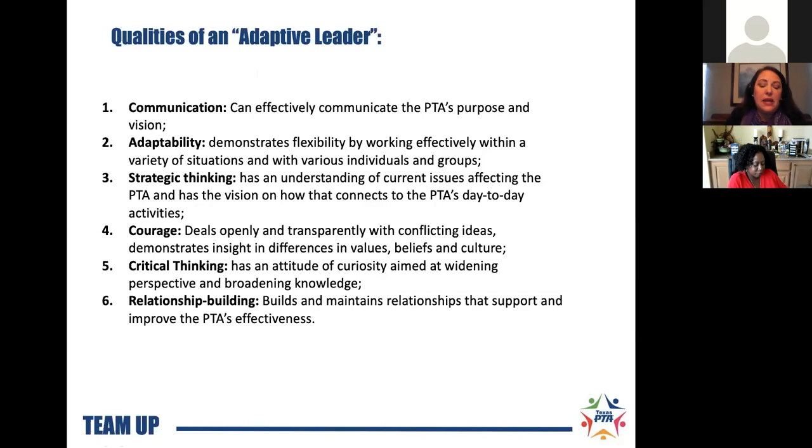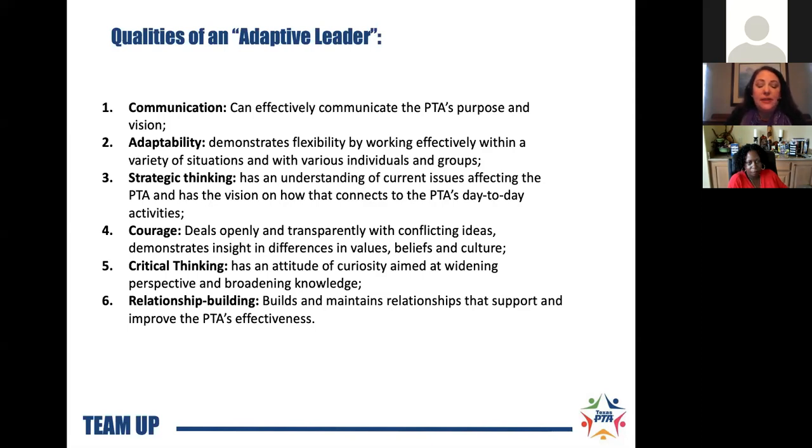Third, adaptive leaders are strategic thinkers. They have an understanding of the current issues affecting PTA, as well as the vision on how to connect to the PTA's day-to-day activities. For example, they think about opportunities to align their programs with a specific need at the campus, or they see how a local issue facing their district ties into one of Texas PTA's legislative priorities.